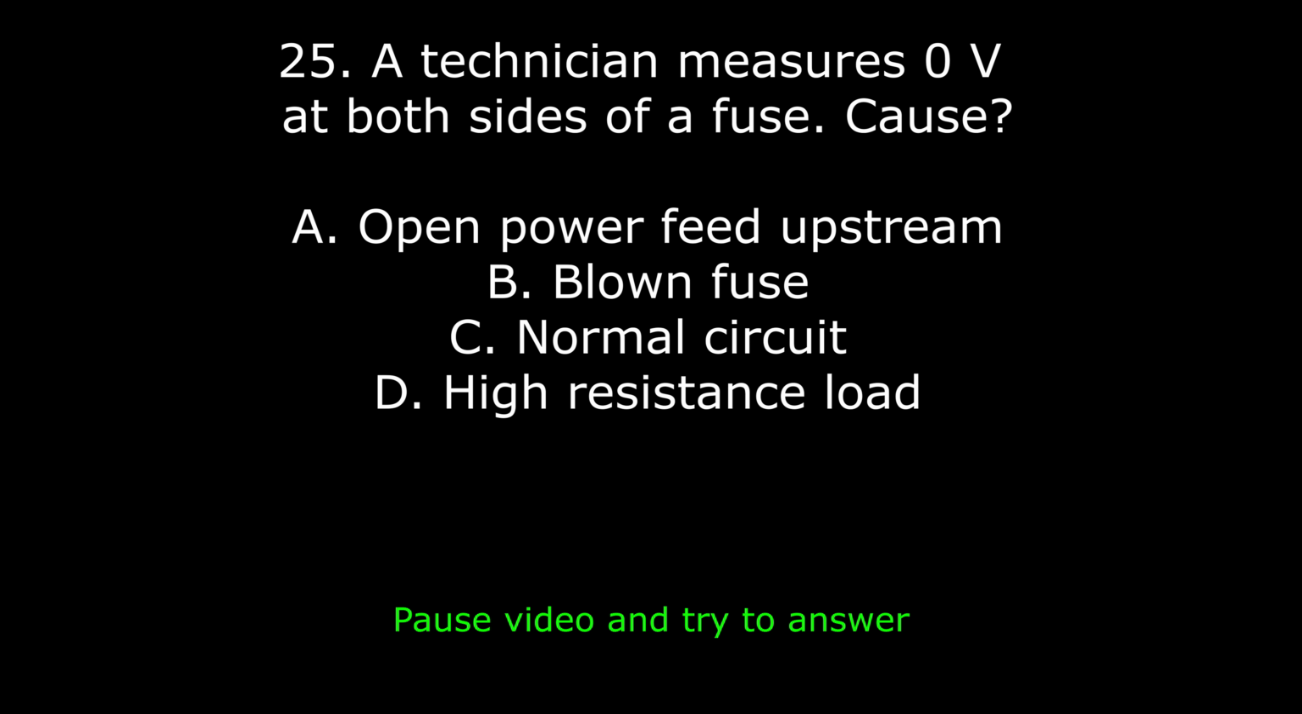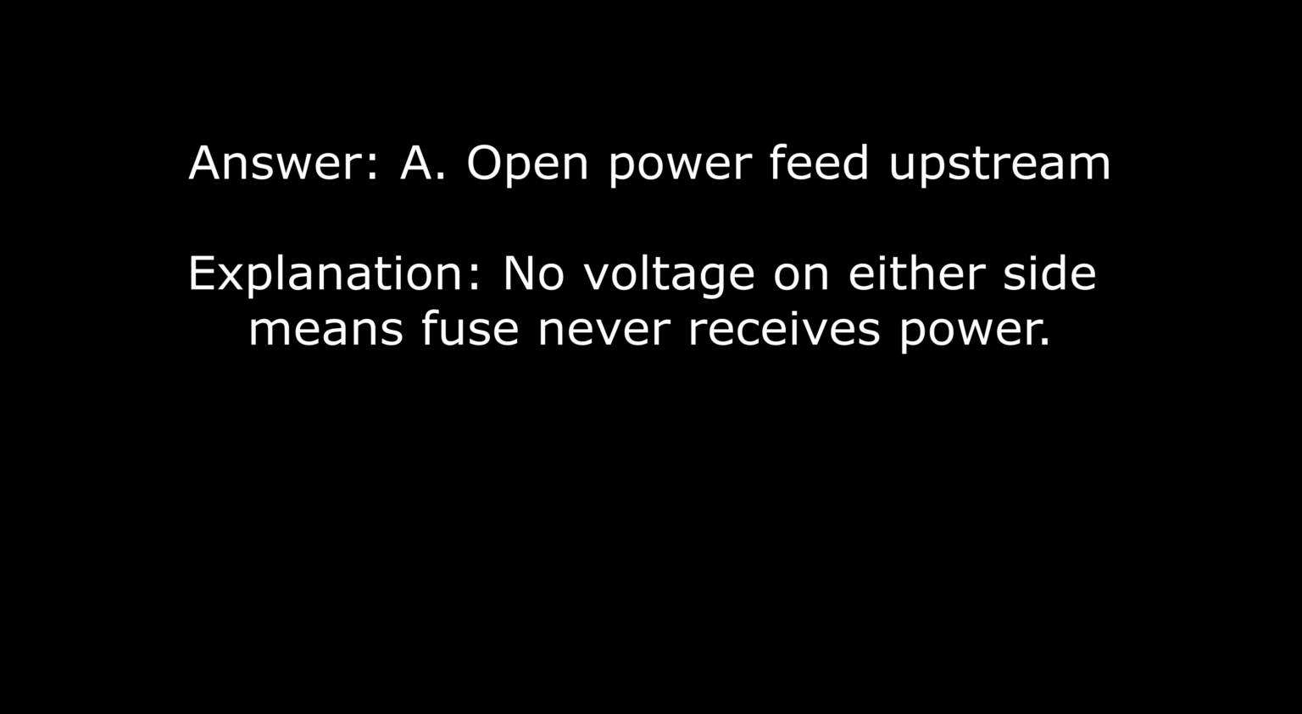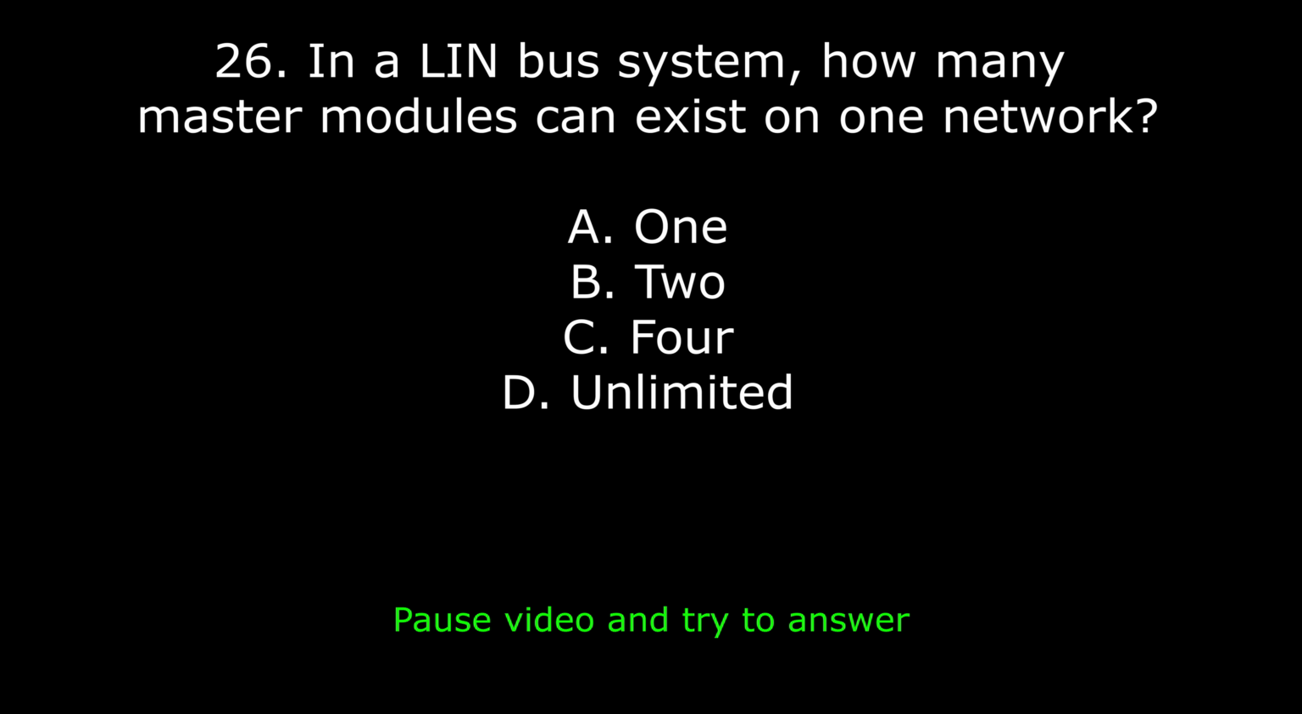25. A technician measures 0 volts on both sides of a fuse. Cause: A. Open power feed upstream. B. Blown fuse. C. Normal circuit. D. High resistance load. Answer: A. Open power feed upstream. Explanation: no voltage on either side means fuse never receives power.